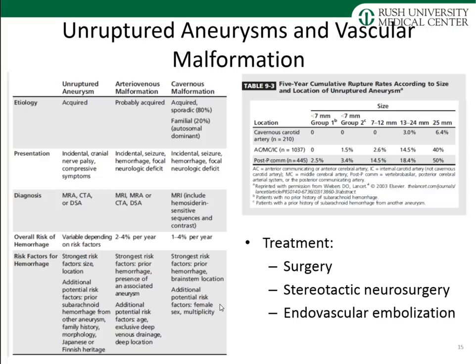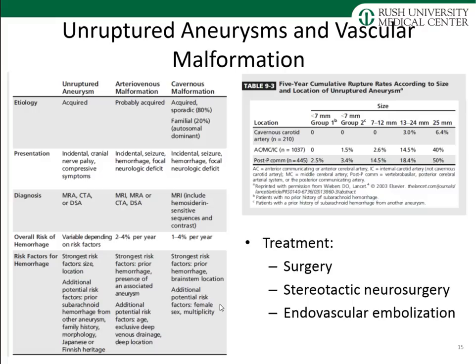The risk of hemorrhage is variable with unruptured aneurysms depending on the patient's risk factors. AV malformations bleed about 2 to 4% per year. And then risk factors for hemorrhage. The strongest risk factors for unruptured aneurysms are size and location. And for AVMs, it's a history of a prior hemorrhage or presence of an associated aneurysm.